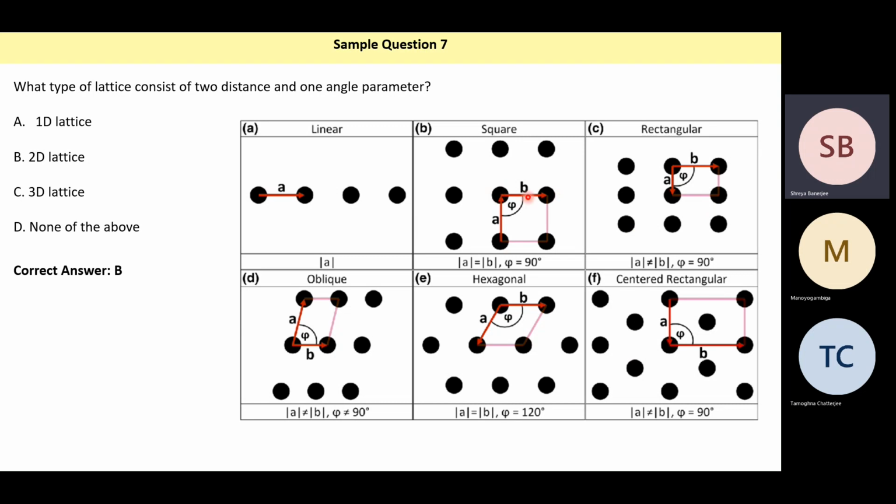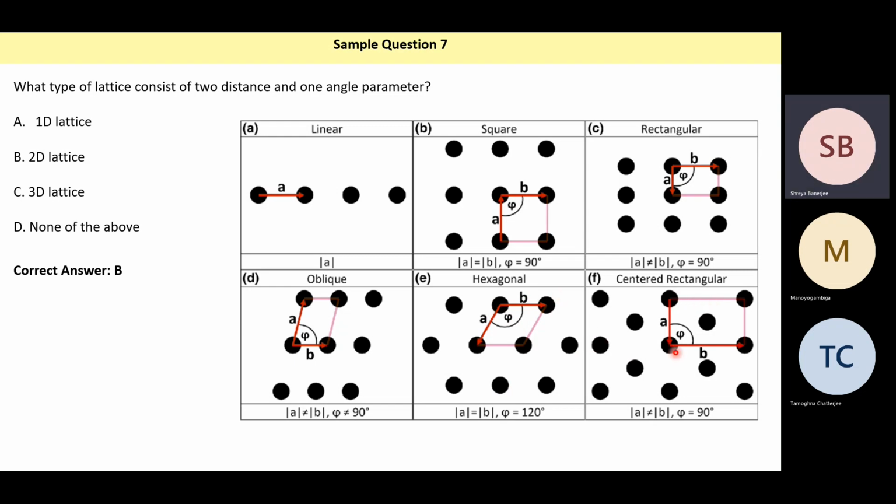So you have 2 distances and 1 angle. In a square, you will have 2 equal distances A and B and an angle. In a rectangle, A and B will be different, and you have the angle, which is again 90 degrees, same as square. In a parallelogram, again, A and B are not equal, and the angle is not 90. Then you can have hexagonal, where A and B are equal, and the angle is 120. So it forms a hexagon like this.